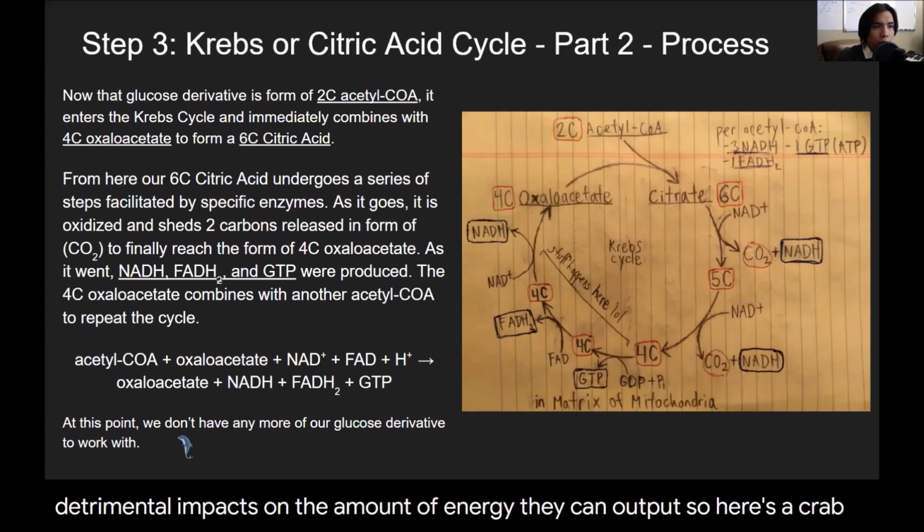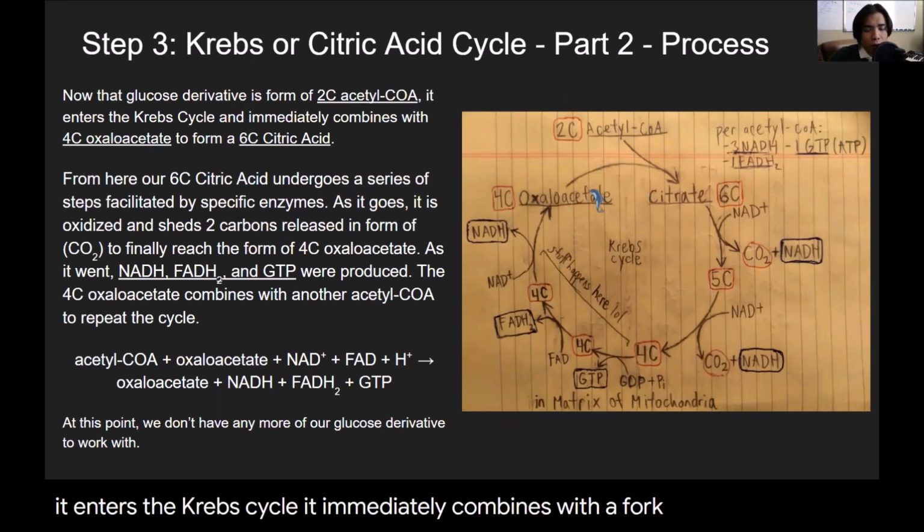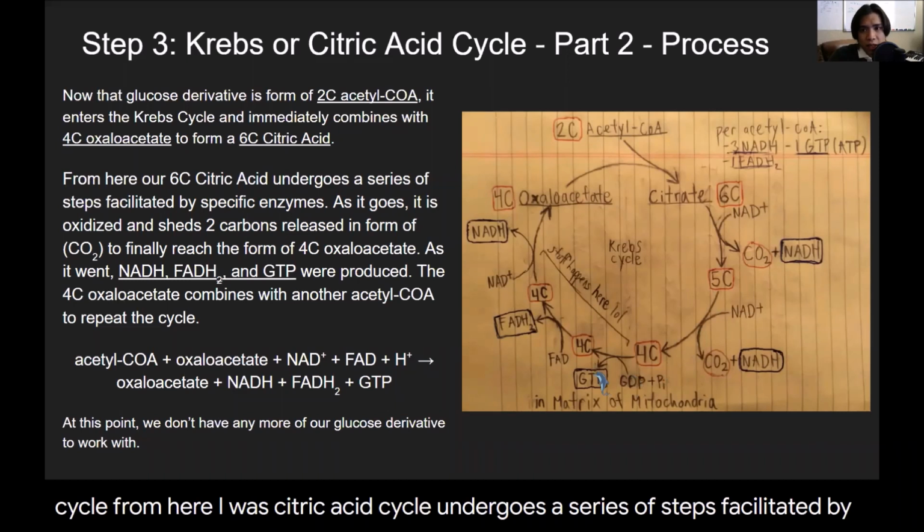So here's a Krebs cycle. Now that our glucose derivative is in the form of the 2-carbon acetyl-CoA, it enters the Krebs cycle, and it immediately combines with a 4-carbon compound called oxaloacetate to become the 6-carbon citrate, or citric acid, the citric acid cycle. From here, our citric acid cycle undergoes a series of steps facilitated by specific enzymes that you won't need to know until your MCAT.